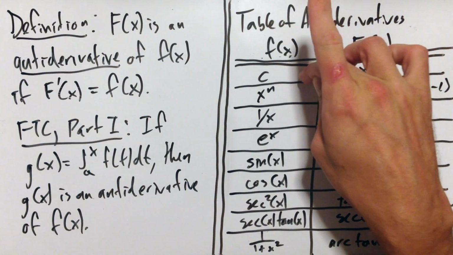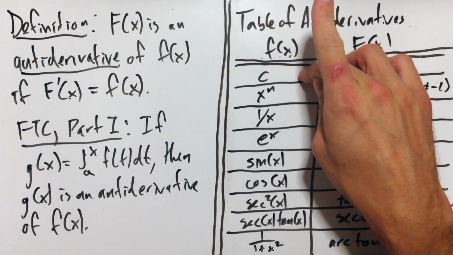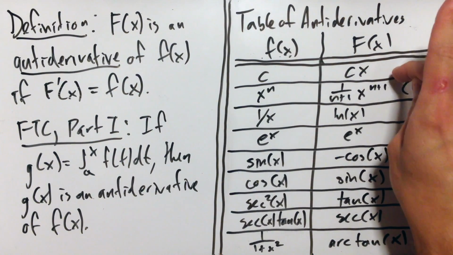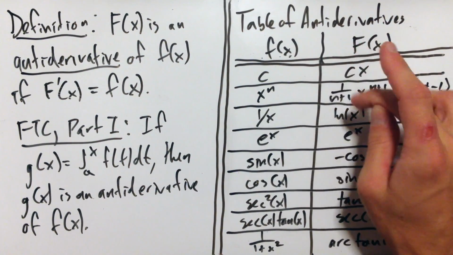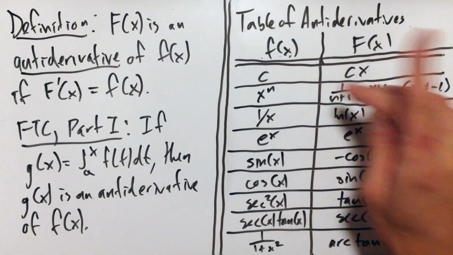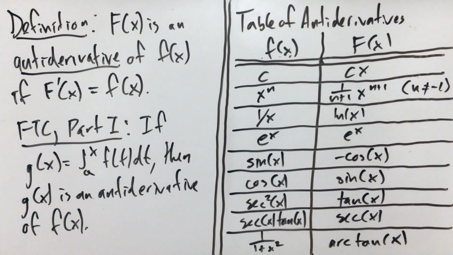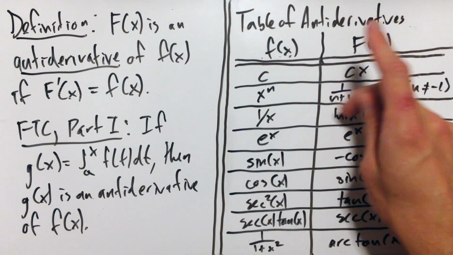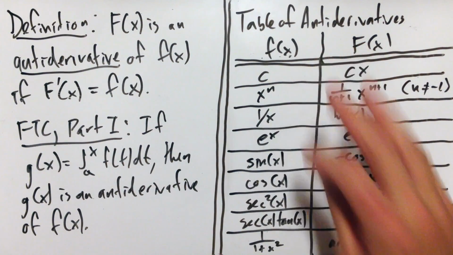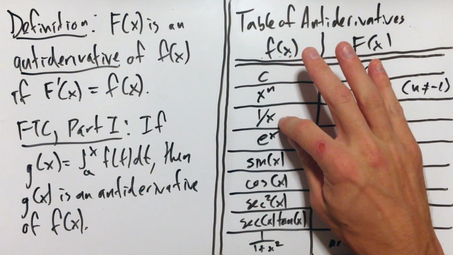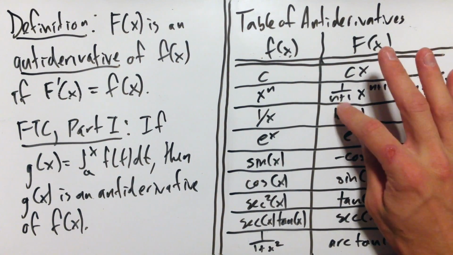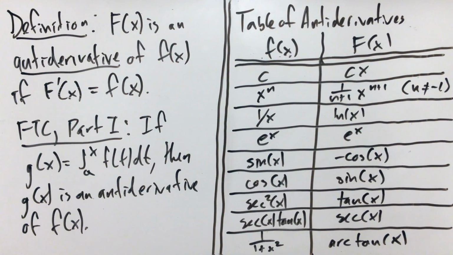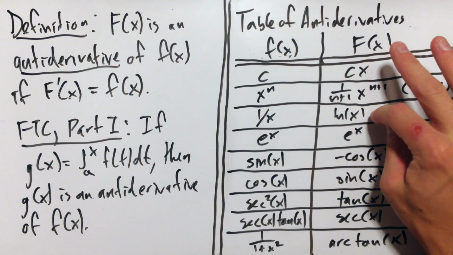So for example, an antiderivative of the constant function c is c times x. Just take the derivative. An antiderivative of x to the n is 1 over n plus 1 times x to the n plus 1, at least when n is not equal to negative 1. Just take the derivative to see that's true. If n is equal to negative 1, this would be divided by 0. That doesn't work. So instead we have that the antiderivative of 1 over x is the natural log of the absolute value of x, and that takes into account if x is negative.